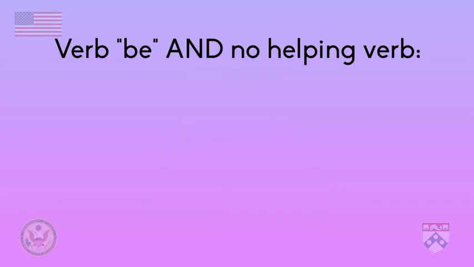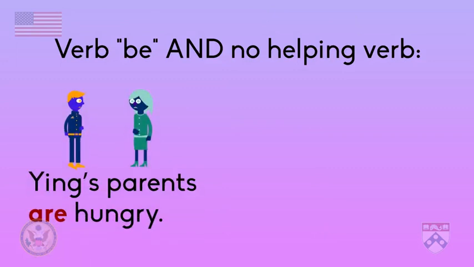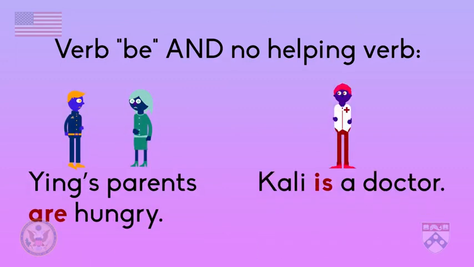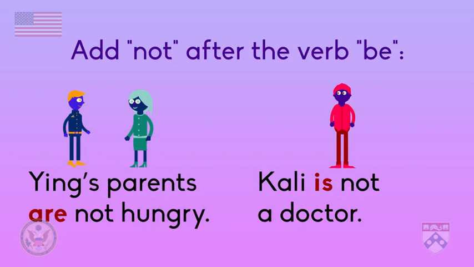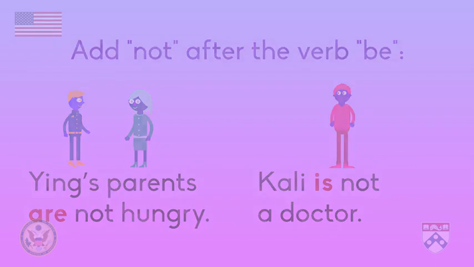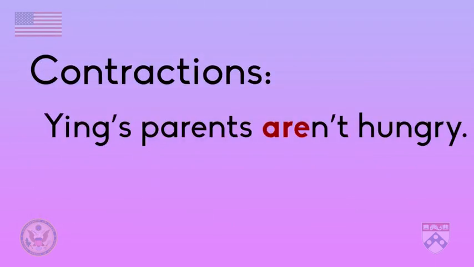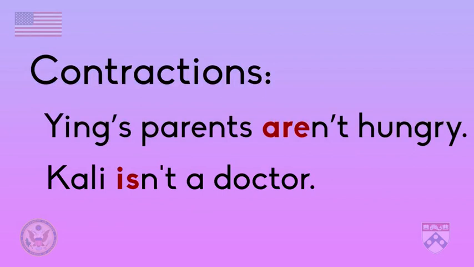However, there is an important exception. If the sentence's verb is be, and there's no helping verb, like in these sentences, Ying's parents are hungry, or Callie is a doctor. If be is the verb in a sentence, and there's no helping verb, then we add not after the verb, like this. Ying's parents are not hungry, and Callie is not a doctor. Like we've already practiced, we can make contractions with the verb be and not. Ying's parents aren't hungry, and Callie isn't a doctor.